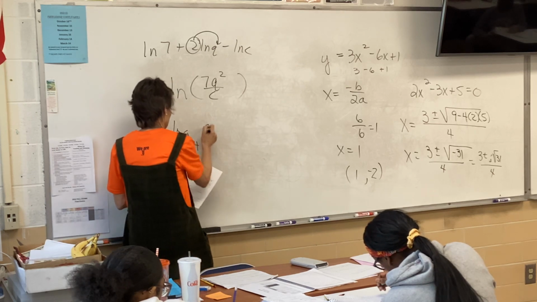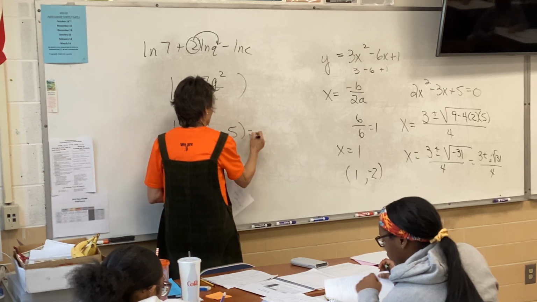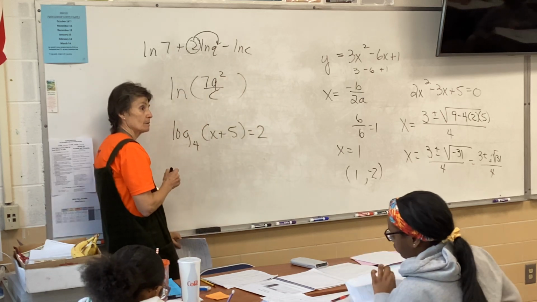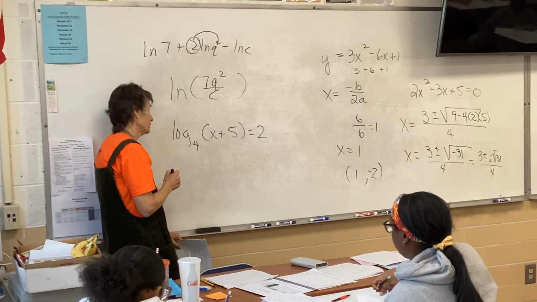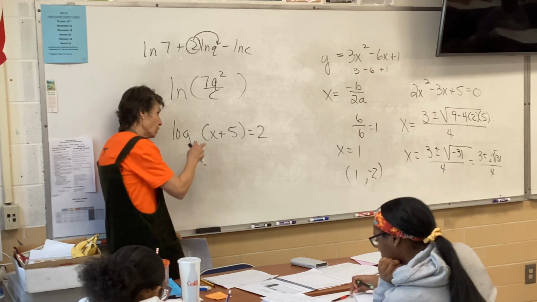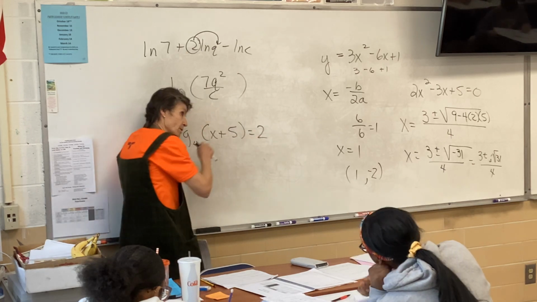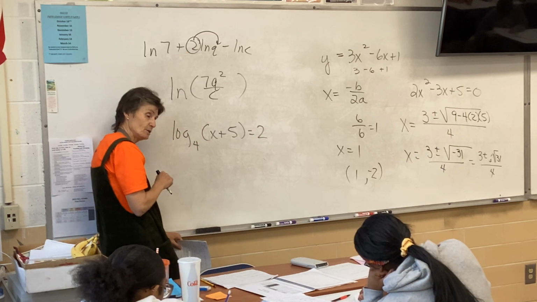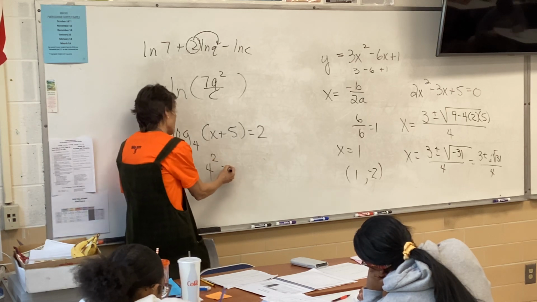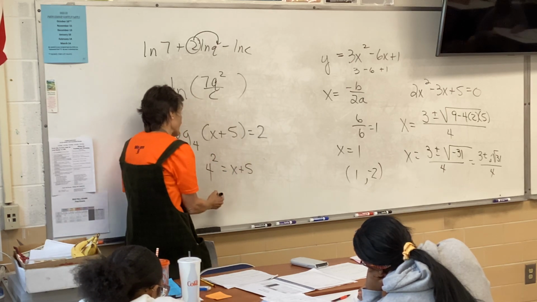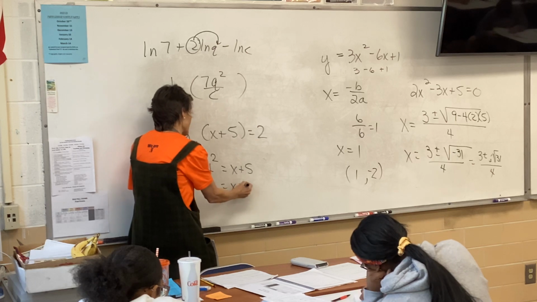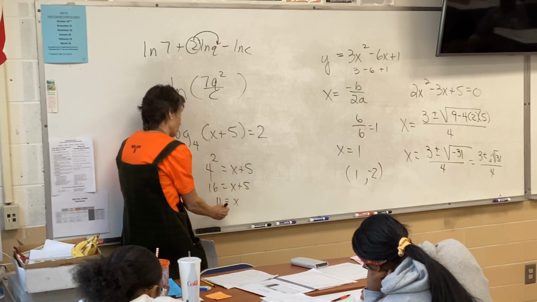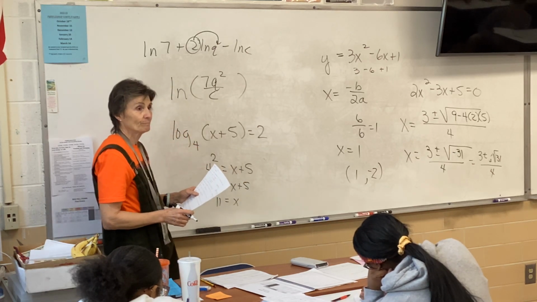Solve. Loop-de-loop. Boys and girls, log equals number. That's always a loop-de-loop situation. So 4 squared equals x plus 5. So 16 equals x plus 5. It looks to me like x equals 11.